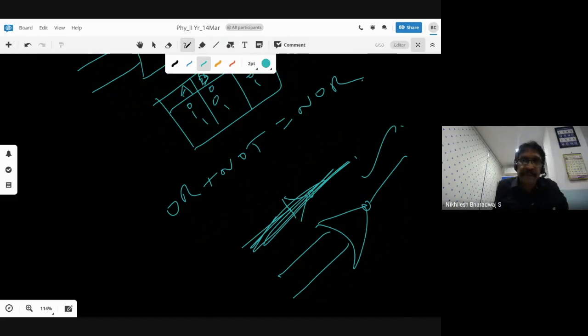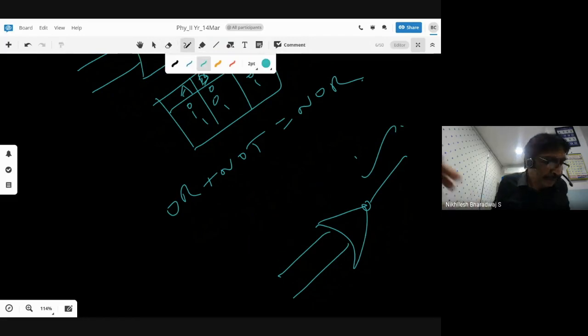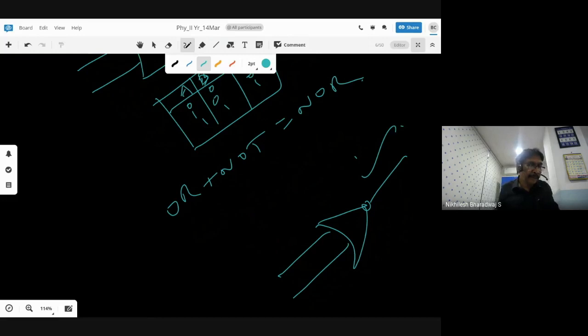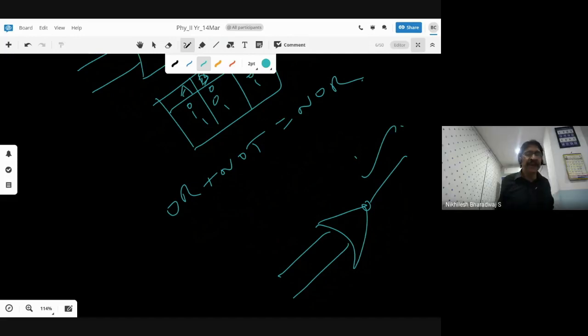Modulation. Combining a low frequency signal with a high frequency signal. That's all. Basic methods of modulation: AM, FM, PM. Amplitude modulation, frequency modulation, and phase modulation.